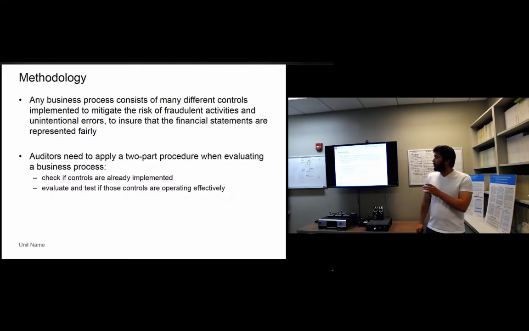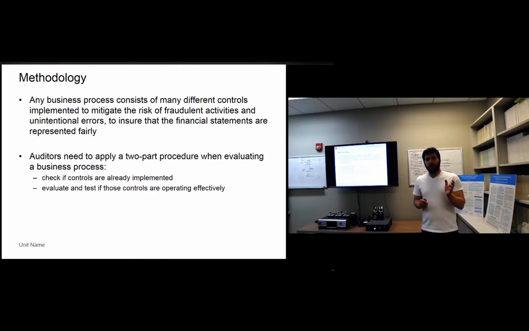So the methodology consists of two parts. The first part is looking at the design of the internal control system, and in that area we use process discovery and modeling the process flow to look at any weaknesses in the design itself, if controls are implemented or not. Now, the second part is to evaluate and test those controls to see if they're operating effectively.